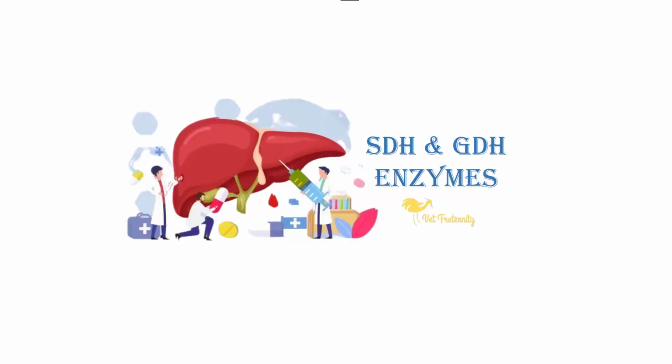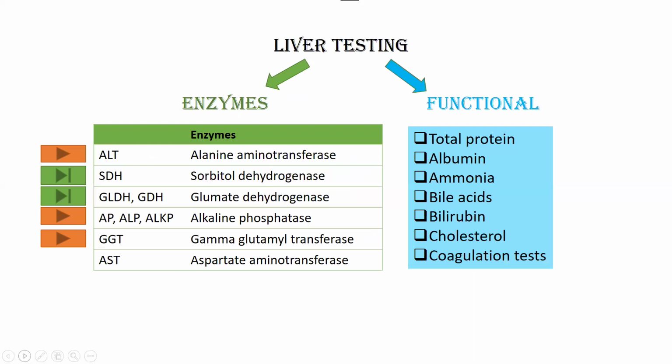Assalamu alaikum. In this video, we are going to cover two enzymes, SDH and GDH. Up till now, ALT, ALP, and GGT have been covered in the previous videos. SDH stands for sorbitol dehydrogenase, and GDH, which is also written as GLDH, is glutamate dehydrogenase.